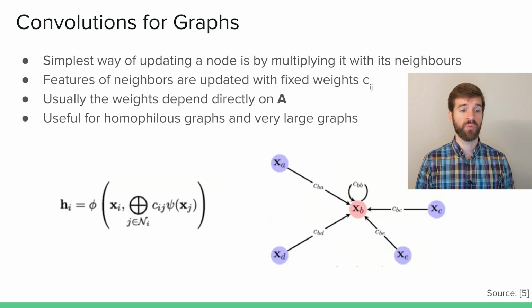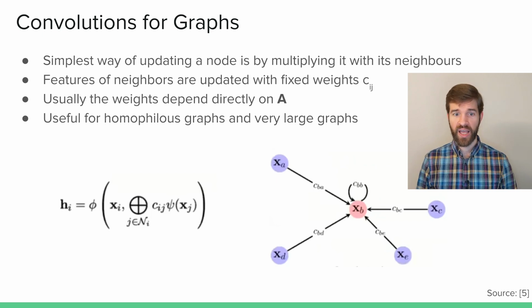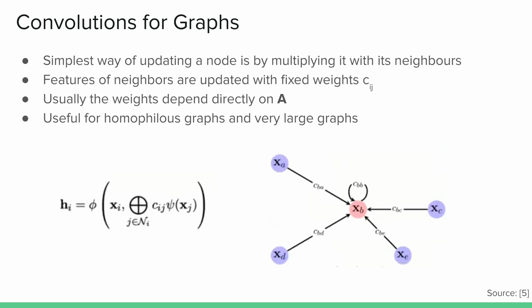This is useful for homophilous graphs, where similar nodes are often linked together, and for very large graphs, because this operation scales very well. One thing I should point out is that the information we obtain from all nodes in our neighborhood has to be aggregated somehow. This is the aggregation function that you can see, and then we apply one final transformation, some nonlinearity phi, onto the overall result. This is a basic rule for convolutions on graphs.